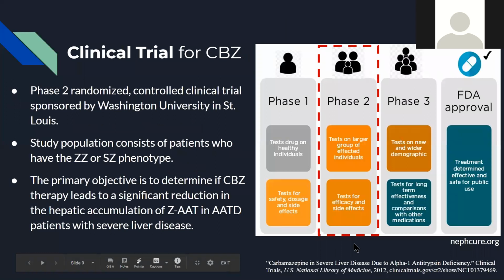So due to these results of the preclinical study on mice, there is currently a phase 2 clinical trial sponsored by WashU over the safety and efficacy of CBZ for liver disease due to this deficiency. And with patients that have ZZ or ZS phenotype with the protein aggregating Z allele, this trial is determining if CBZ will lead to a significant reduction in hepatic accumulation of Z protein of deficient patients with severe liver disease.